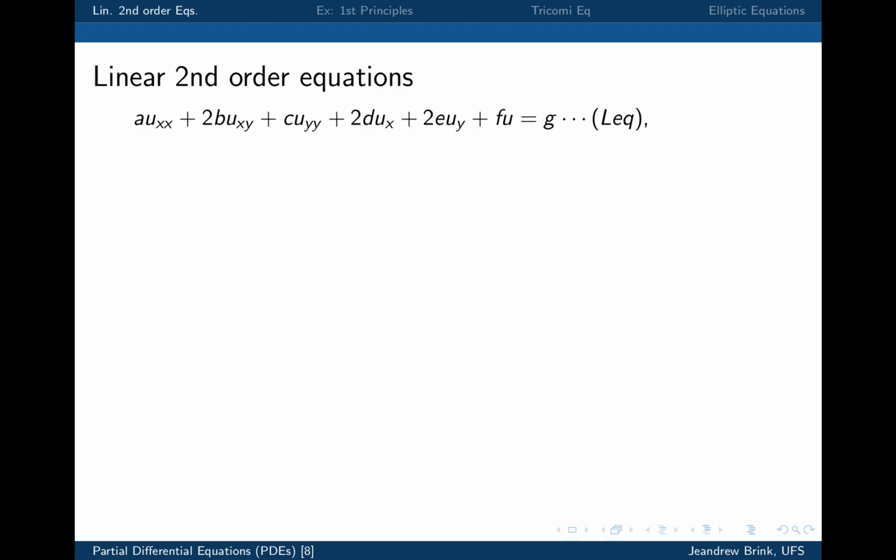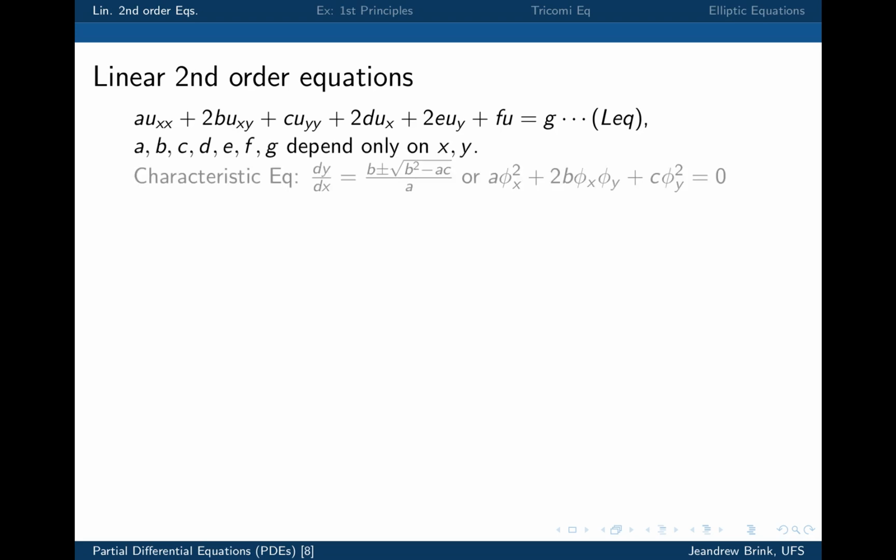So just to recap what we did last time: we started with a linear second order equation which looked like this. A, B, C, D, E, F, G were functions of x and y only. This theory actually comes from a general quasi-linear case, but we found that the characteristic equation you could write down in the following way. The characteristic equation was the equation for a certain curve which, if you're given data on it, you can use to construct the solution. It came out of when we examined the Cauchy problem.